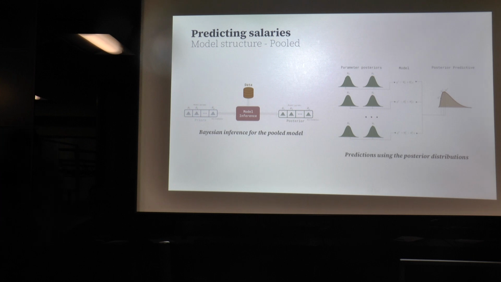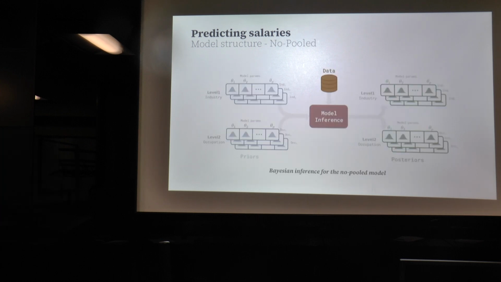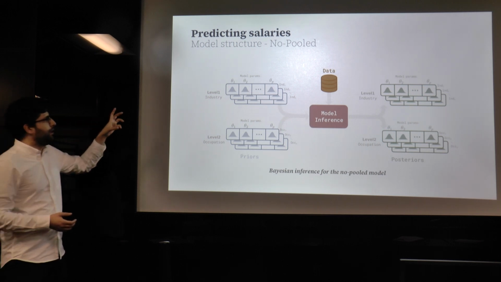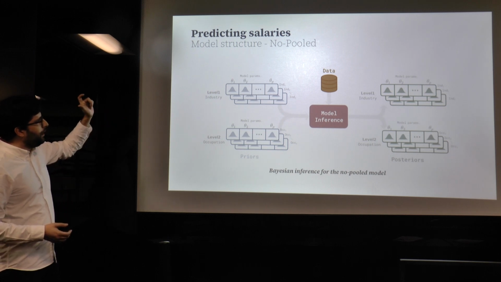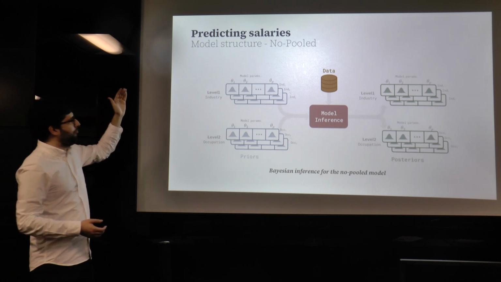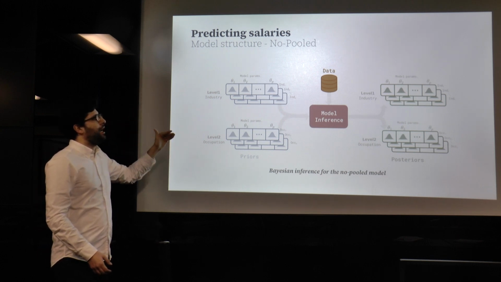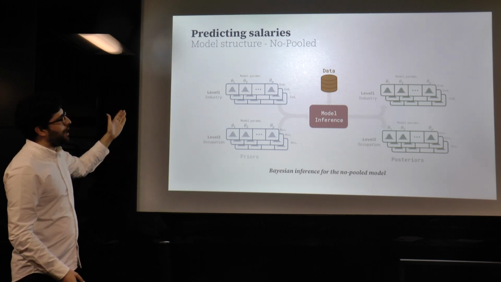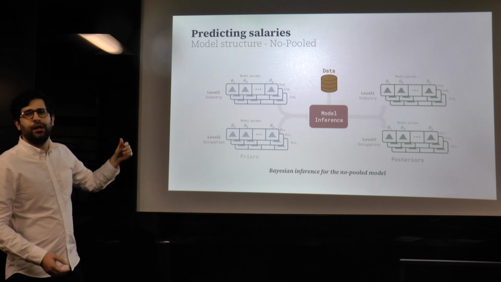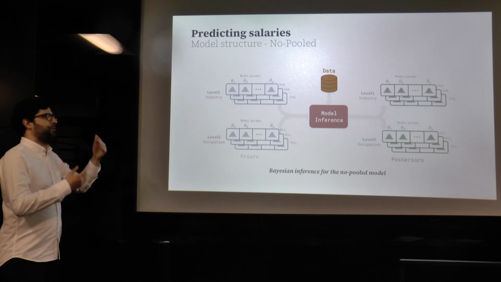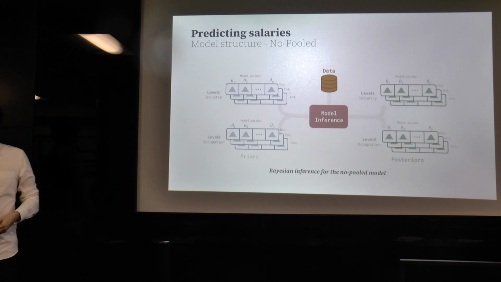So using that scheme, we can also apply it to the no-pool model. In this model, as we previously saw, we define the priors, but for each cluster, so for each industry and for each occupation. And in the same way, these priors are updated, and we obtain some posteriors for each industry and for each occupation.